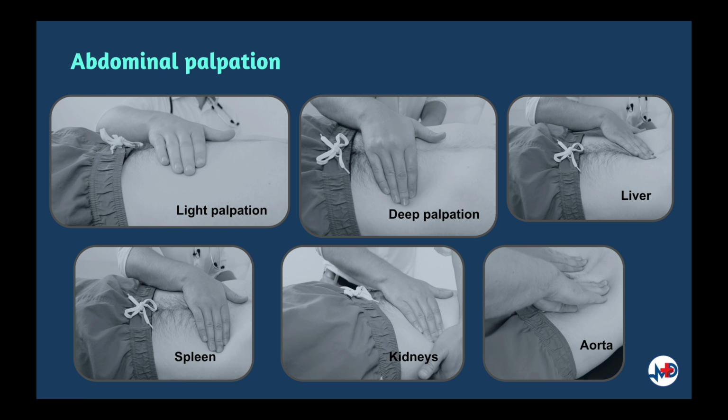Last but not least, palpate the aorta. Using both hands, perform deep palpation just superior to the umbilicus in the midline and note the movement of your fingers. If your hands move outwards, it suggests the presence of an expansile mass.